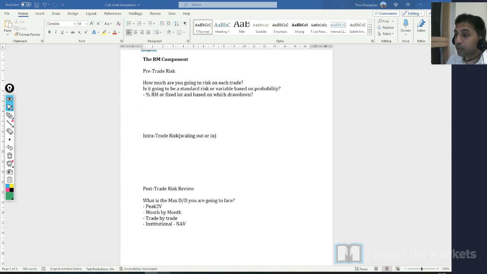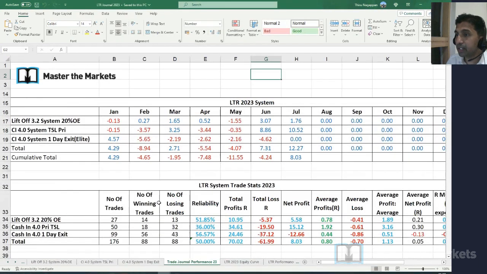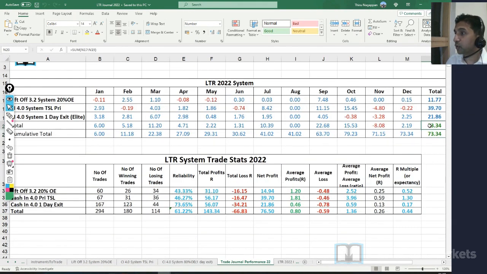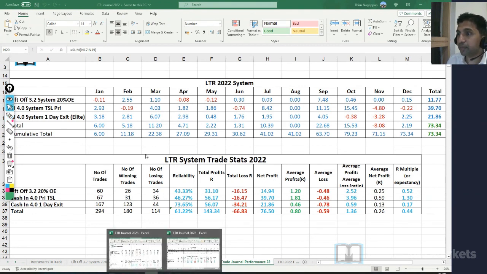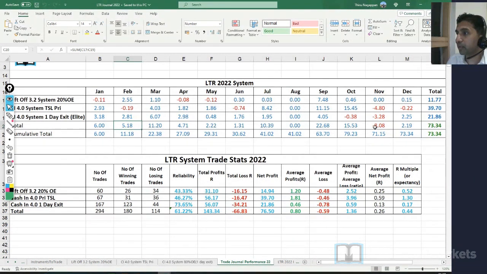Now, traders, last year we ended up, as I showed you, with 73.34%, a very nice hefty profit: 39.70% coming from the TSL primary strategy, 21.86% and 11.77% from the others, all totaled up to 73.34% at 1% risk on every single trade. Standard risk. But this year the results have been very different. Last year was a ride in the park. Every single month was profitable, except November, with an 8.08% drawdown.